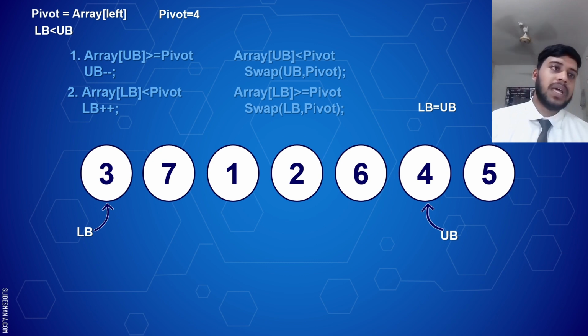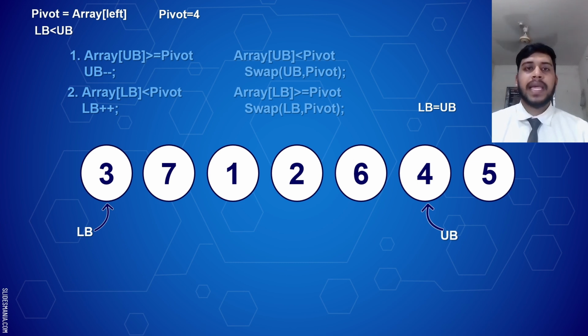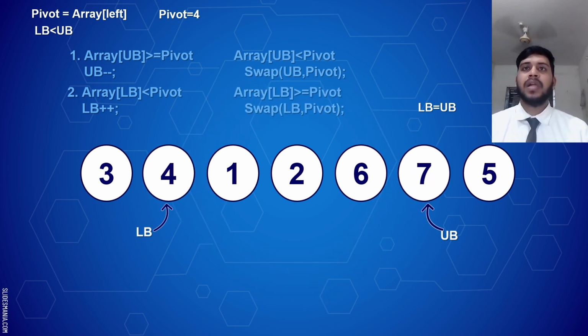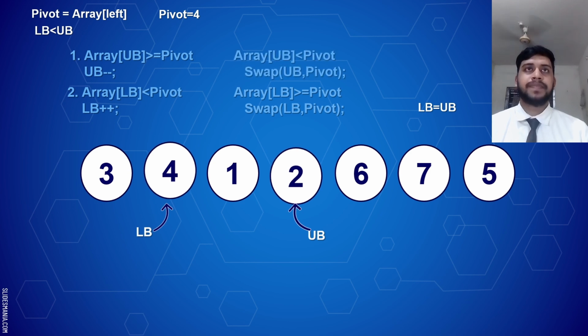Now we will move to the lower bound. The lower bound value is less than the pivot, so we will increment the lower bound by 1. The lower bound value is greater than the pivot, so we will swap the lower bound with the pivot. Now we will move to the upper bound. The upper bound value is greater than the pivot, so we will decrement the upper bound by 1. The upper bound value is greater than the pivot, so we will decrement again. Now the upper bound value is less than the pivot, so we will swap the two numbers.